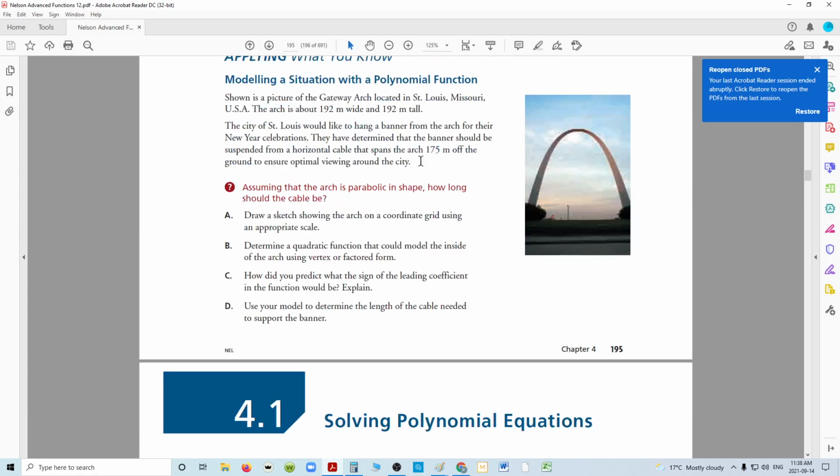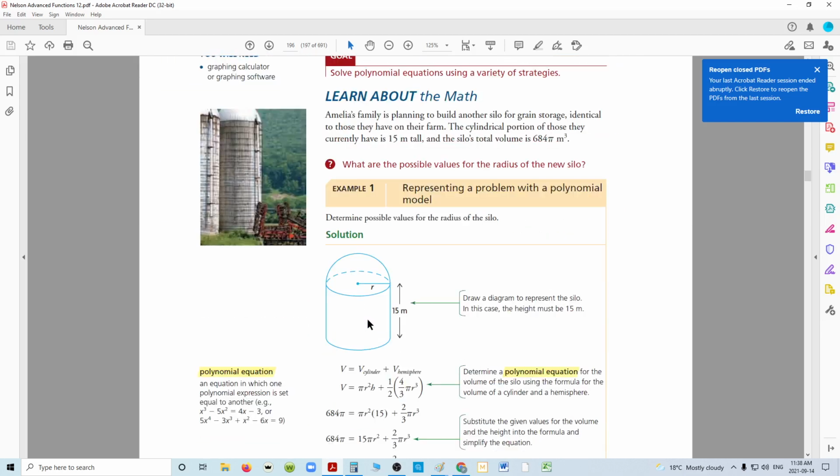Here's that arch. They want to see a horizontal cable from 175. Draw a sketch, determine the quadratic function that would model this. How do you determine the leading coefficient? Use your model to determine the length of cable. So we did all that. So then they give various problems.